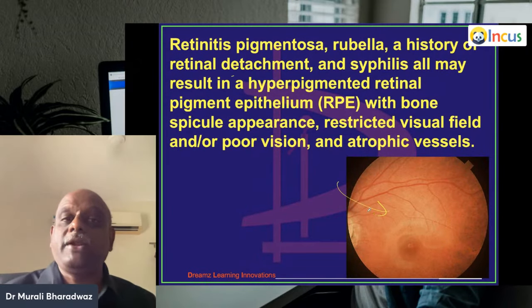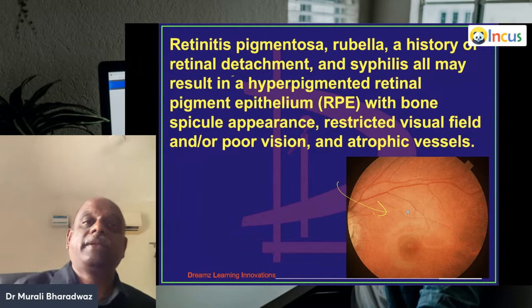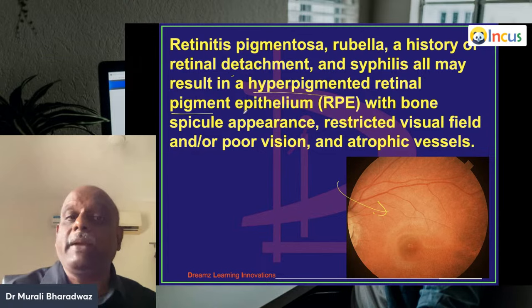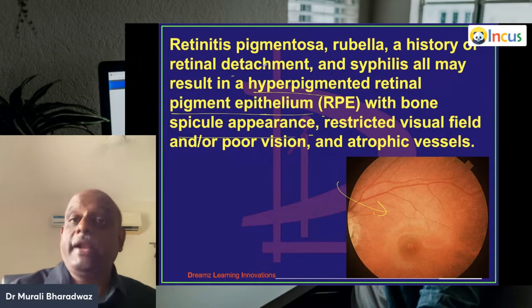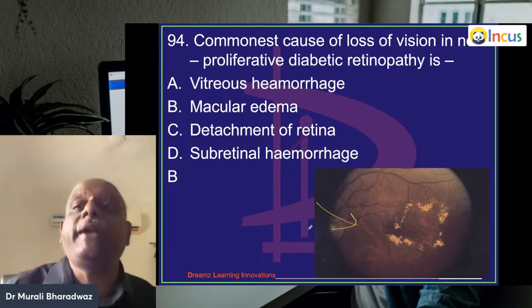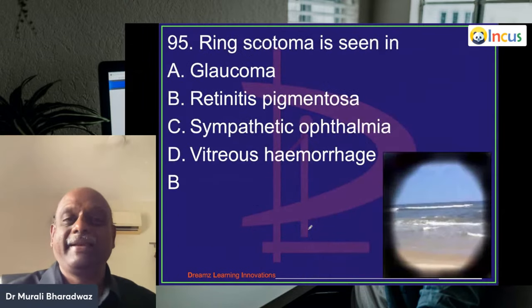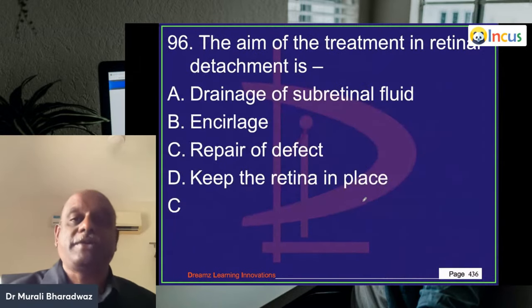Patient of retinitis pigmentosa, retinal detachment. So what are all the things that lead to hyperpigmented retinal epithelium with bony spicule appearance, doctor? Retinitis pigmentosa, rubella, retinal detachment, syphilis, all of them, any of them. Commonest cause of loss of vision whenever there's proliferative diabetic retinopathy is macular edema. Ring scotoma is the feature of retinitis pigmentosa.